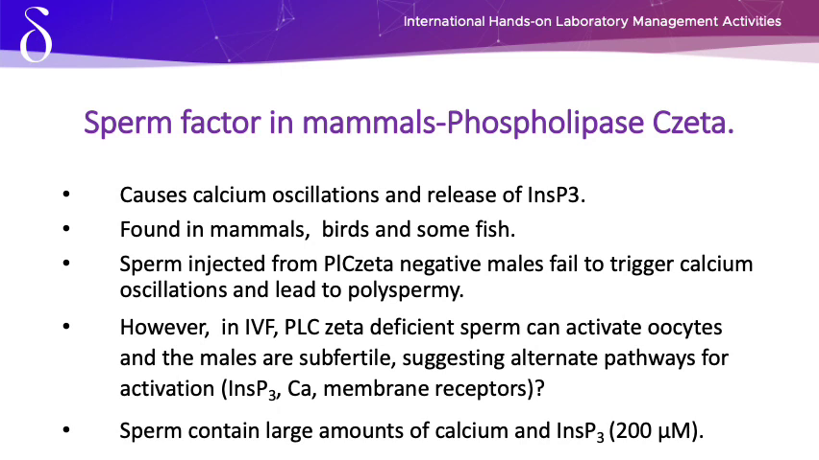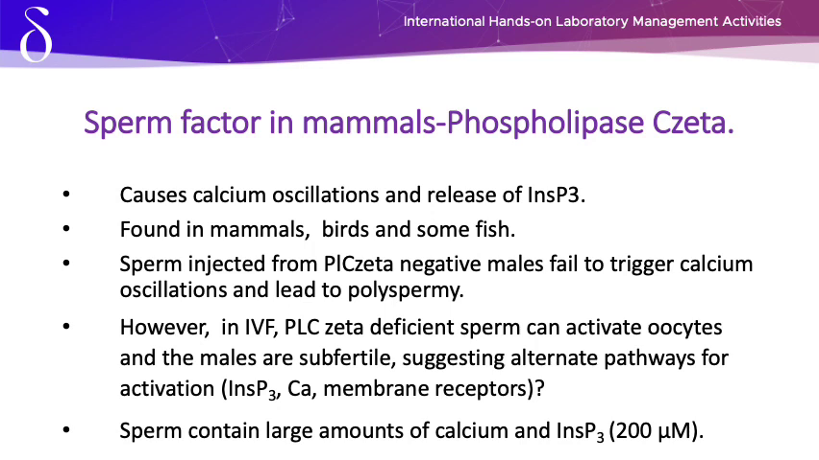So let's get back to the human, or at least the mammal. So the most information or identification of a sperm factor is actually in the mammals. It's been studied quite a lot in the last 20 years. It seems to be phospholipase C zeta type of phospholipase. It certainly causes calcium oscillations and the release of inositol triphosphate if we inject this substance into eggs. It's found in mammals, birds, and fish.